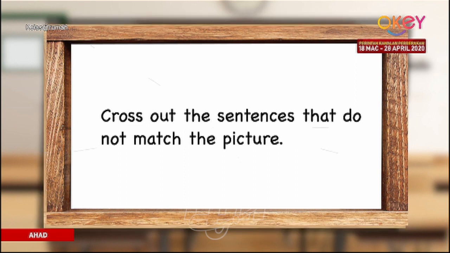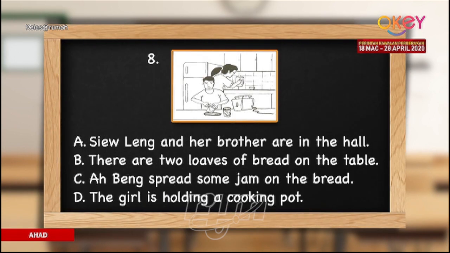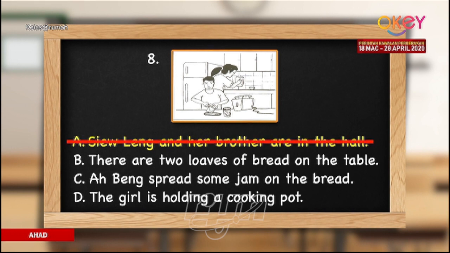Now let's compare the sentences with the picture and cross out the ones that do not match. A. Siu Ling and her brother are in the hall. But the picture shows that the people are in the kitchen. So the answer could not be A. B. There are 2 loaves of bread on the table. Do you see any bread on the table? Yes, I see them in the toaster.